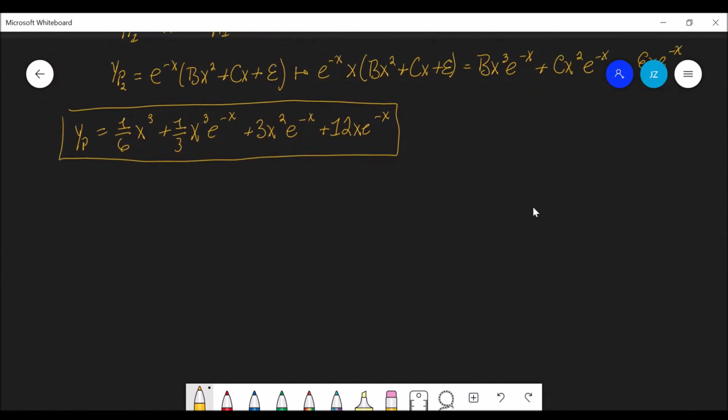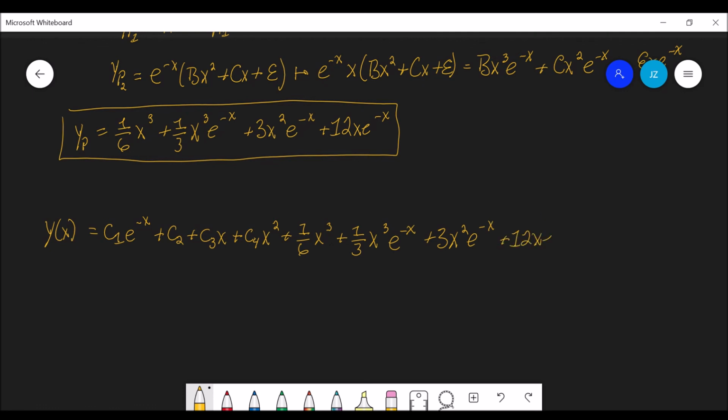And so our general solution to this differential equation, y of x, equals c1 e to the minus x plus c2 plus c3 x plus c4 x squared plus 1/6 x cubed plus a third x cubed e to the minus x plus 3x squared e to the minus x plus 12x e to the minus x.